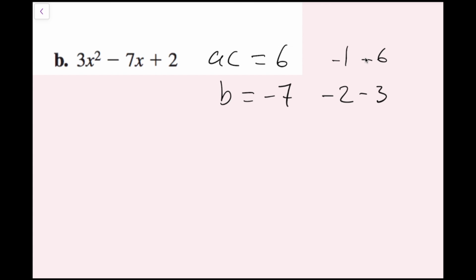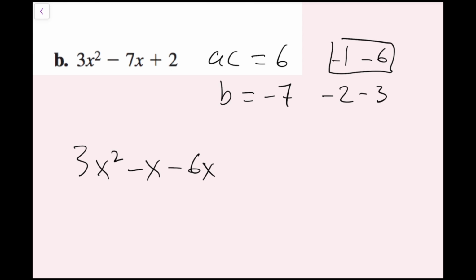And remember, we take these values, right? And all we're doing is breaking up our b term. Okay, so instead of writing -7x, we're going to write the exact same thing as -7x. We're going to have -1x, or just -x, and a -6x there. So I'm going to rewrite this. So I have 3x squared. And remember, all I'm doing is breaking up this b term. So minus x and then minus 6x. Okay, the -1 goes to the minus x, the -6 goes to the minus 6x.